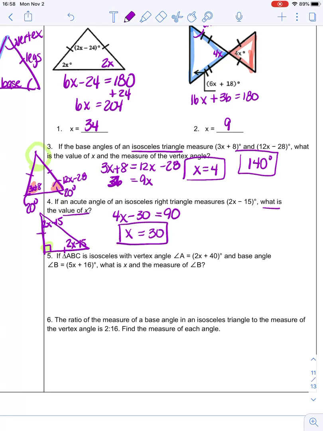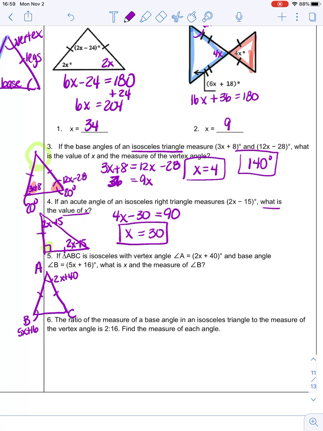If triangle ABC is isosceles with a vertex angle of A, so we need to come over here, we need to draw the picture. Vertex angle is A. It doesn't matter where B and C go after that, but I know that AB is congruent to AC based on the information that I was given. So the vertex angle is 2x plus 40. The base angle, one of them, is 5x plus 16.